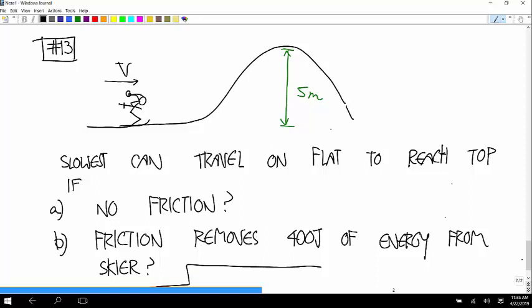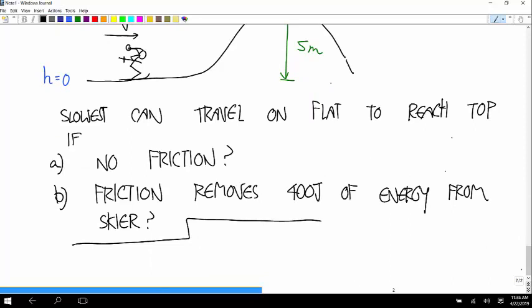And we get to choose where our height is equal to 0. So might as well choose the bottom of the hill. But like always, it doesn't matter. You'd get the same answer no matter where you chose it. So first, let's say there's no friction.